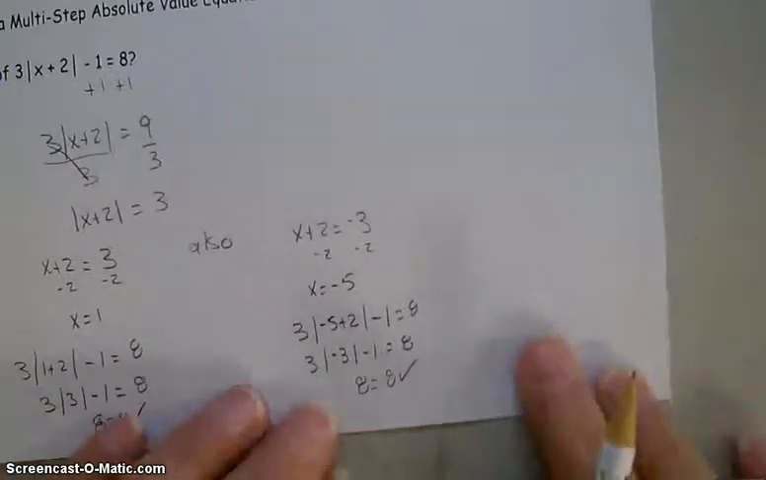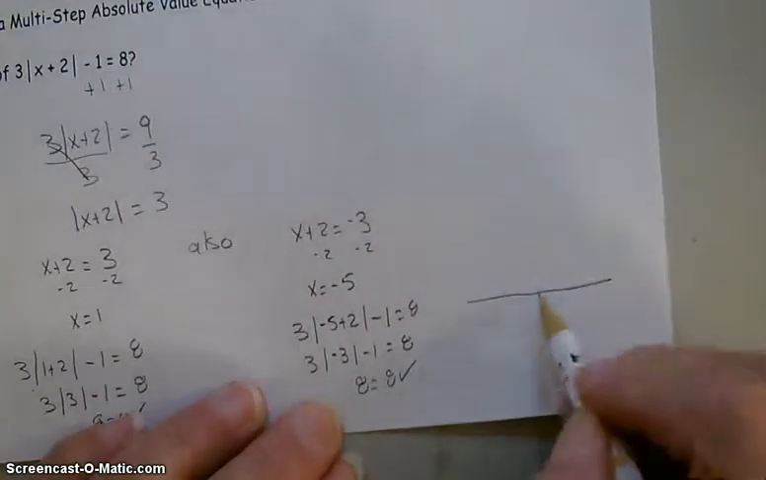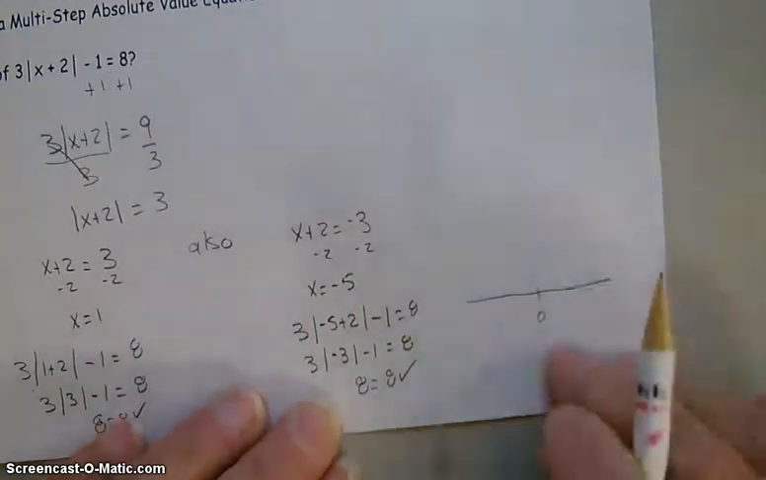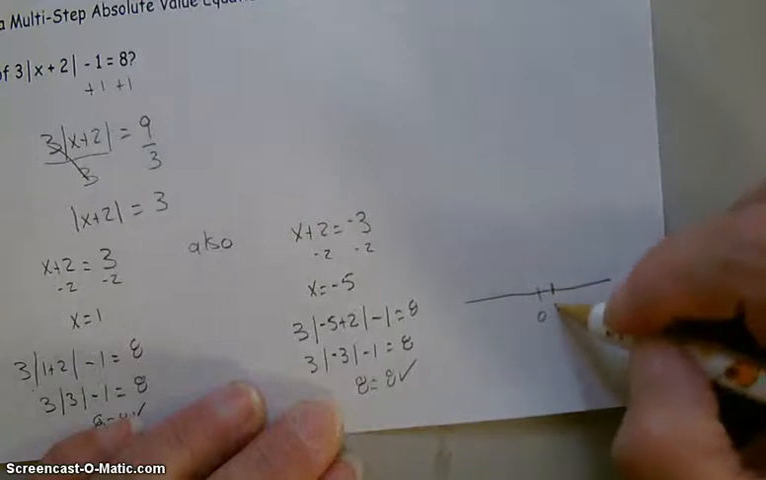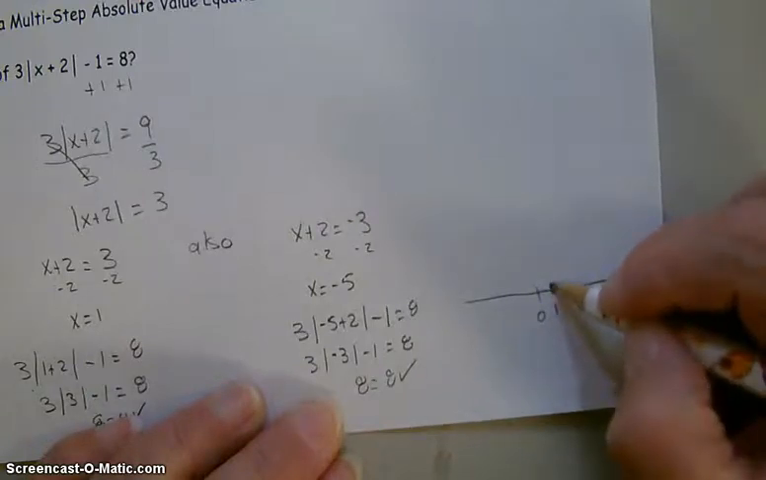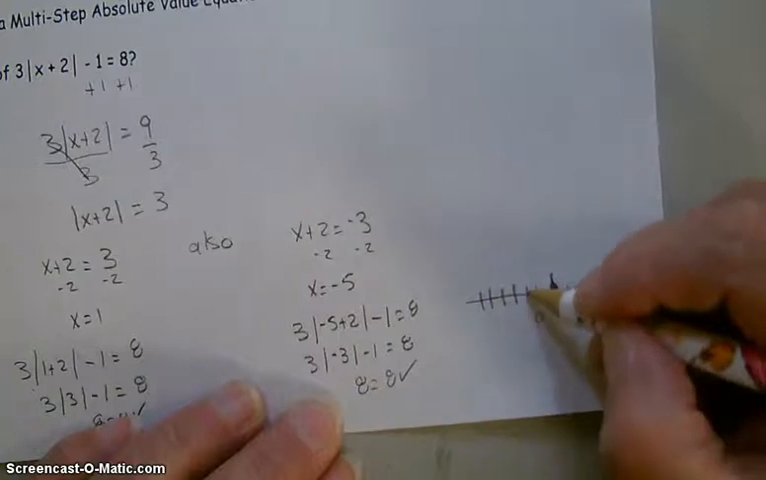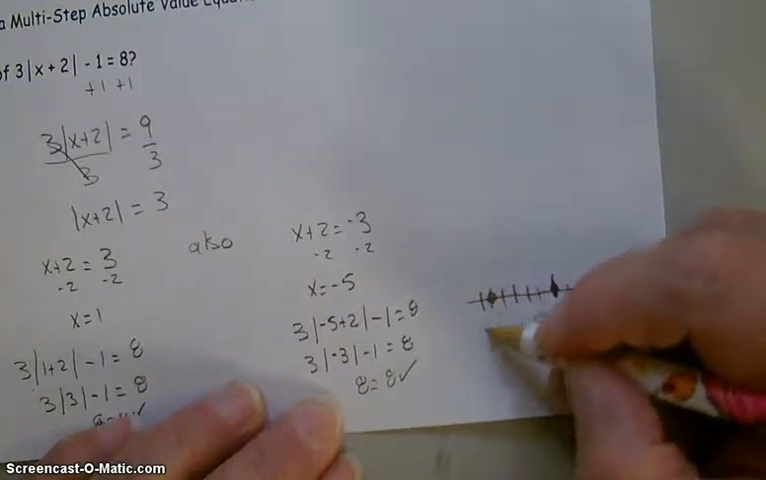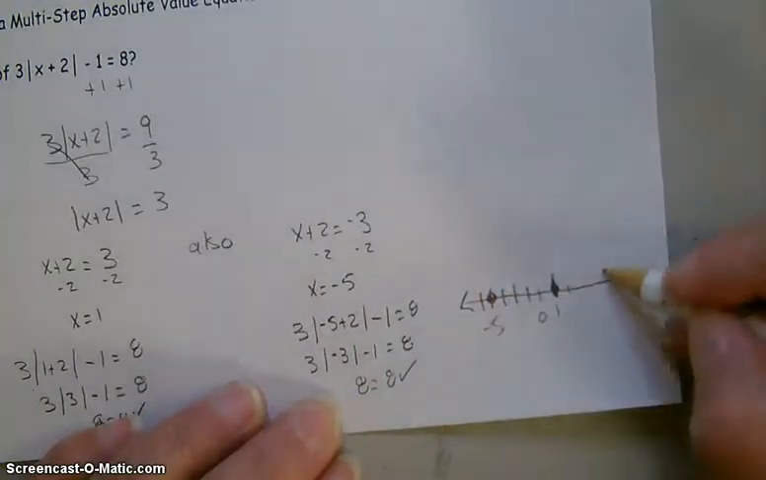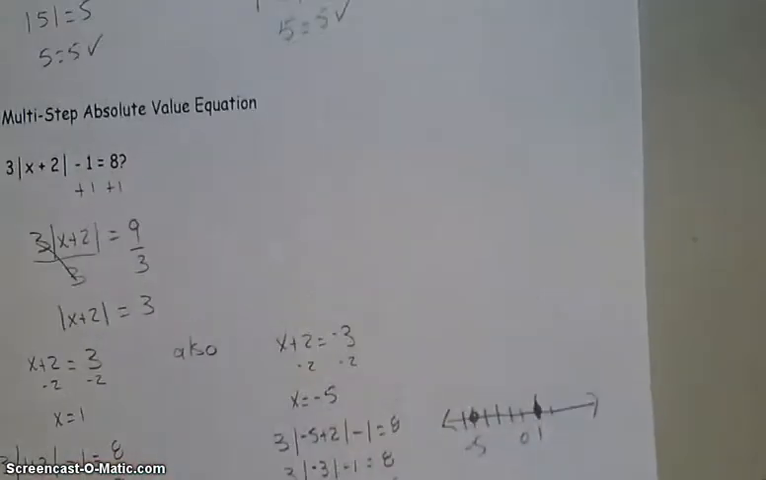And if I want to graph these on a number line, I know that my solution would be x equals 1, and draw a circle at 1, and then at x equals negative 5. So those are my solutions to that problem.